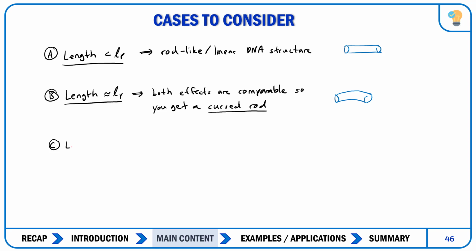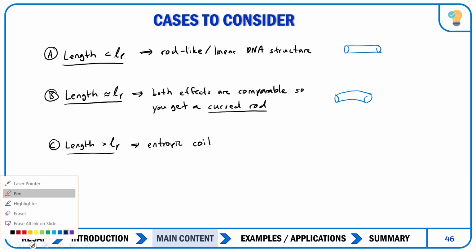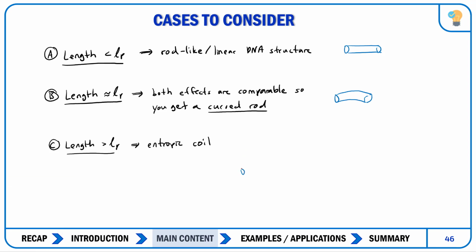Next, we had the length being greater than LP, and that means you end up with an entropic coil. And an entropic coil is going to look like a coil, as one would expect. Like this. So these were the 3 cases that we considered. It'd be really good to remember these.